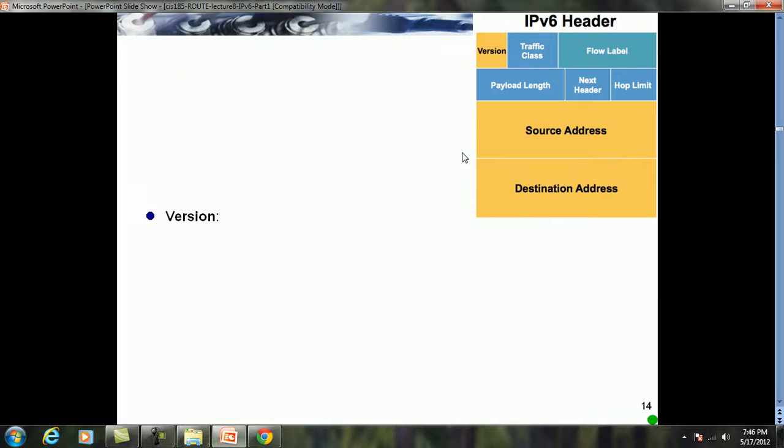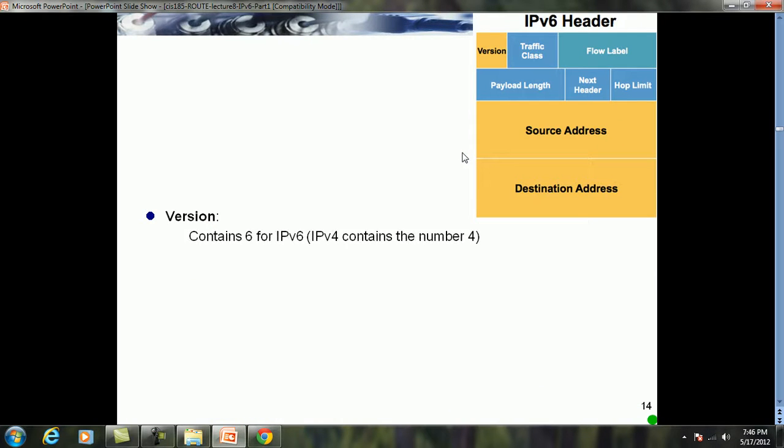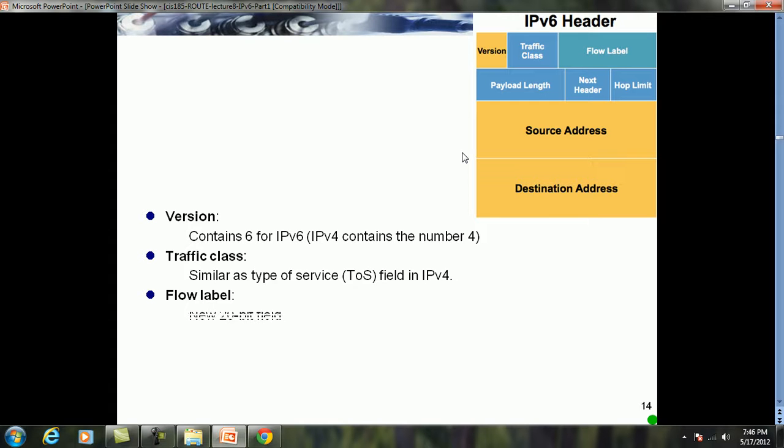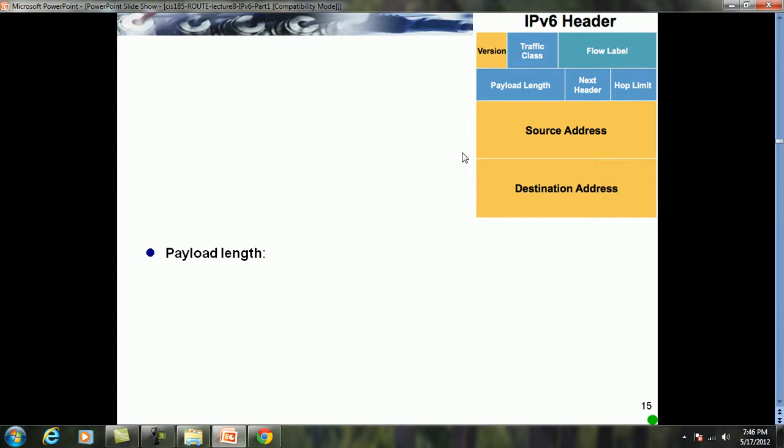The comparison. These are the resources, you can get some more information on IPv6. Now, version is the IPv6 version, correct? Traffic class, your quality of service, QoS, TOS, which was in IPv4, correct? Flow label will be the new 20-bit field. It allows multi-layer switches and routers to handle traffic on a per flow basis rather than per packet for faster packet switching performance. So I will not check per packet, it will be per flow. Your flow is HTTP, I will check the first packet, allow others, correct? The flow is telnet, first packet is checked, others will be allowed. Faster. This field can also be used to provide quality of service, yes.